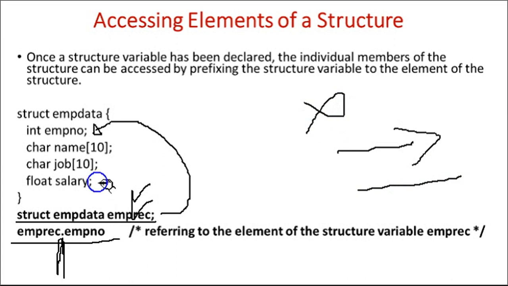If I want to access the third member of the structure, that is job, it will be emp rec dot job. This is how accessing elements of the structure can be done with the help of the dot operator.